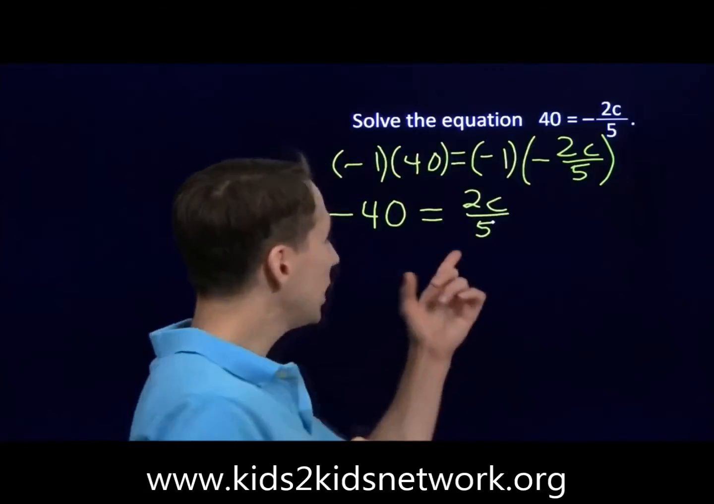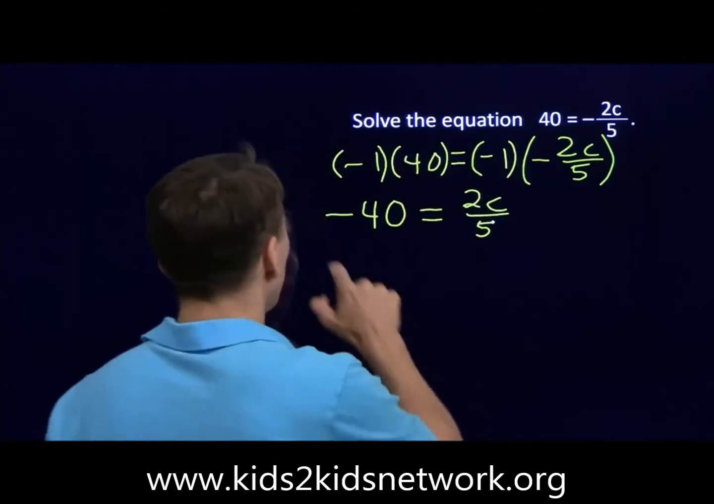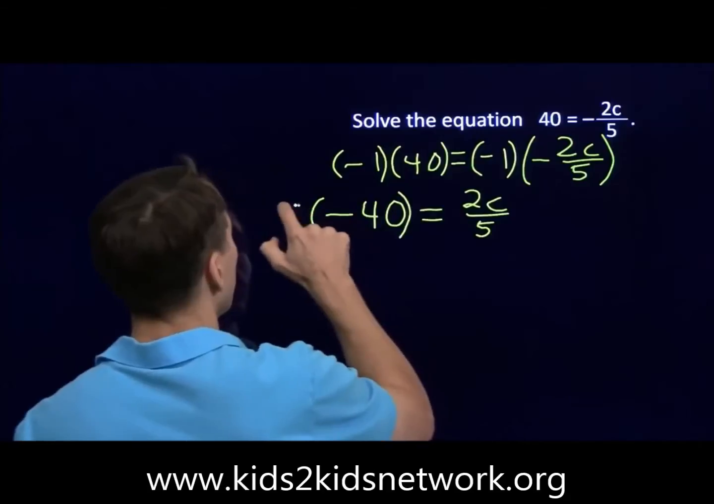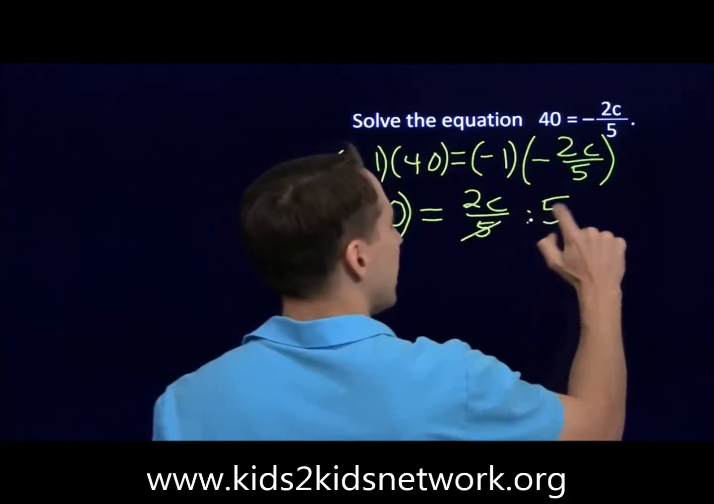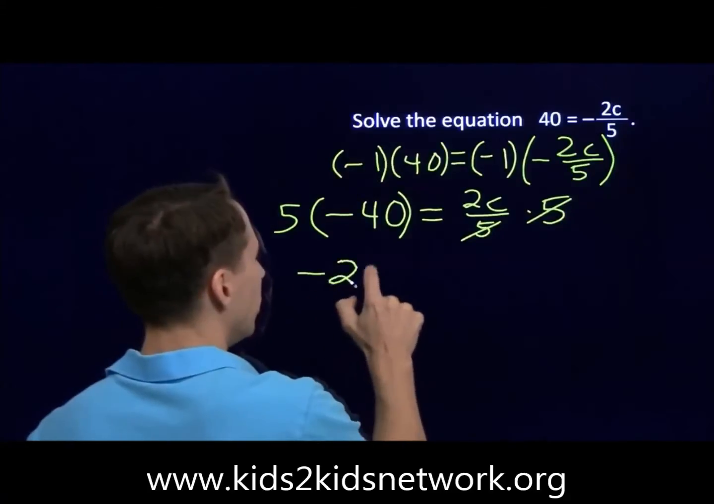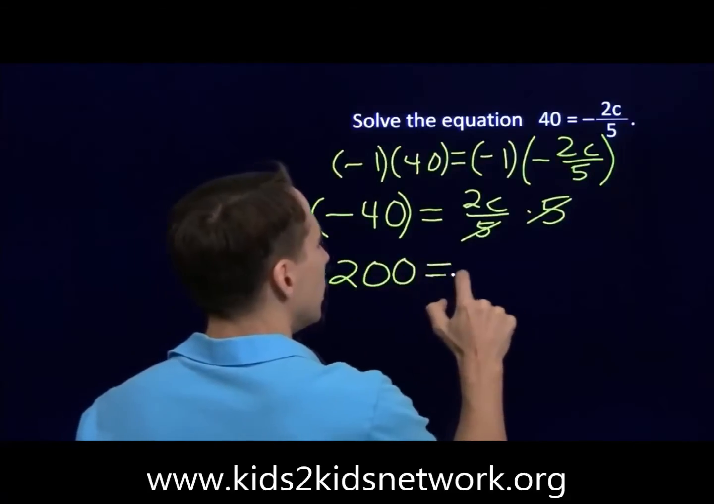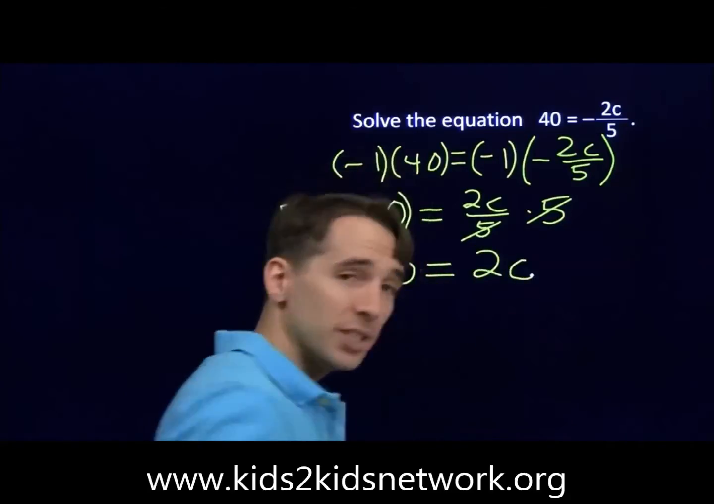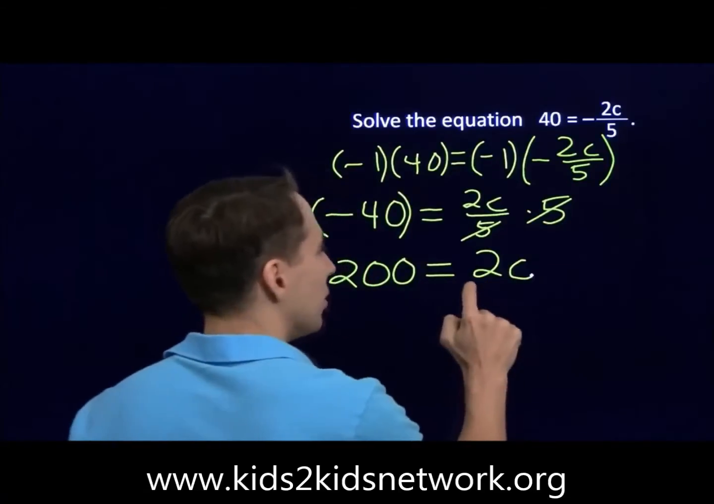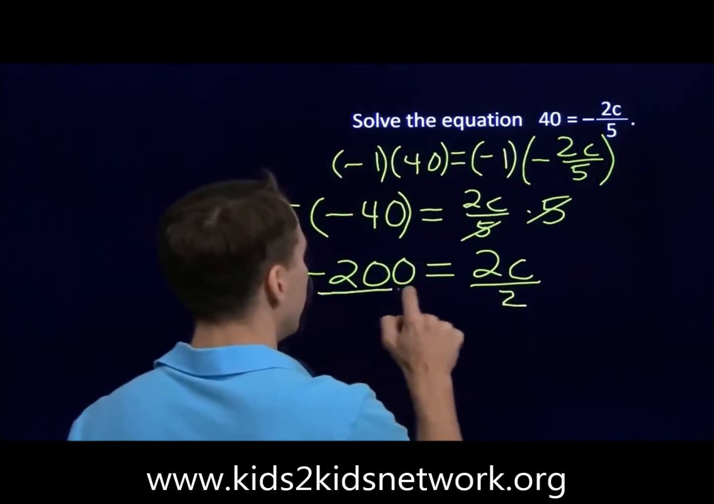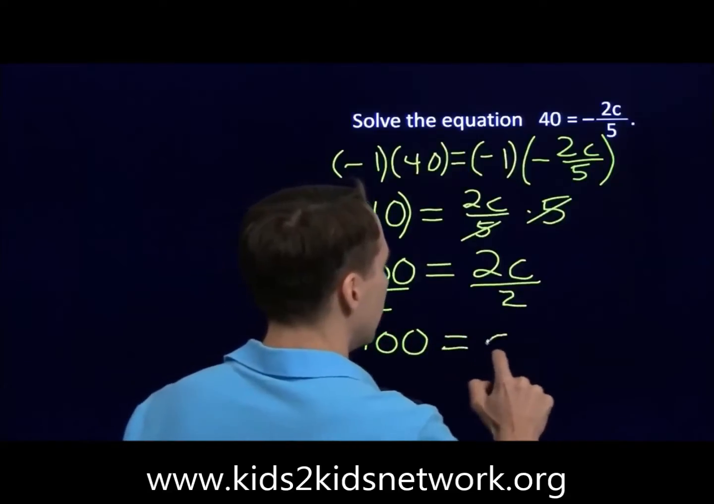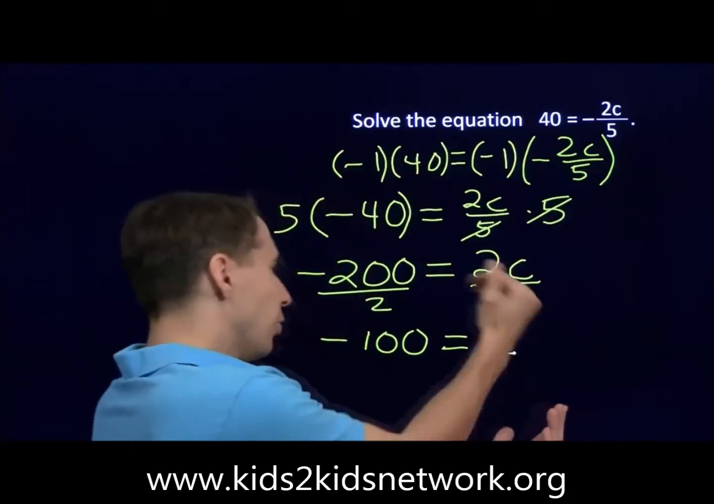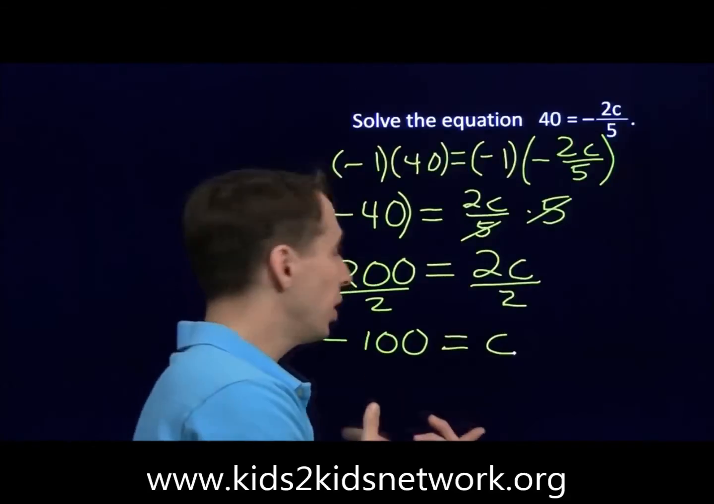Now, we can get rid of the 5 by multiplying both sides by 5. Of course, the 5's cancel over here. This gives me -200 over here on the left. -200 equals 2c, and you can see where this is going now. We can divide off the 2, and we get -100 equals c. We got the c all by itself. We solved the equation. c is -100.